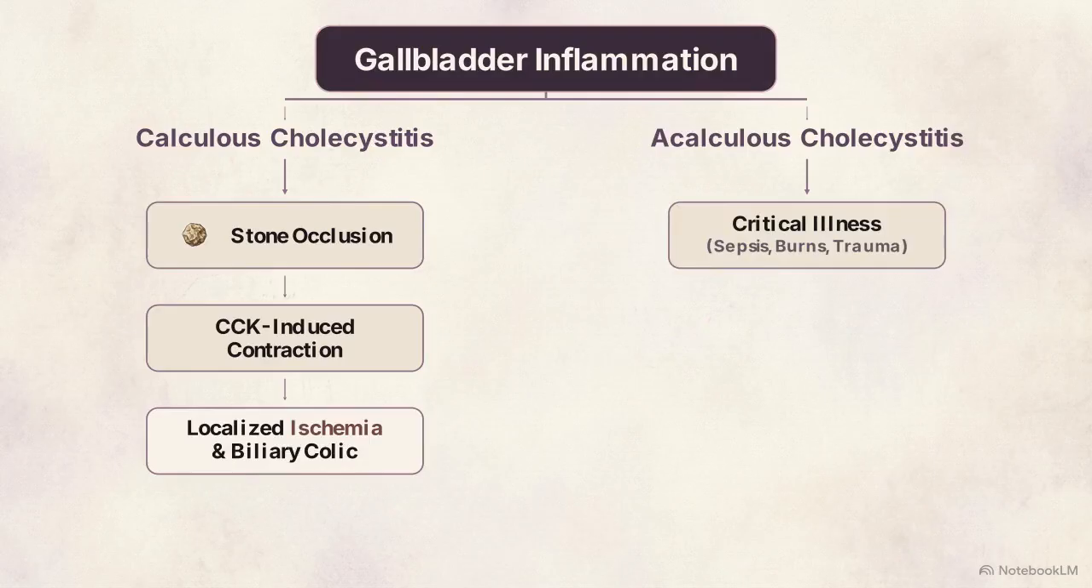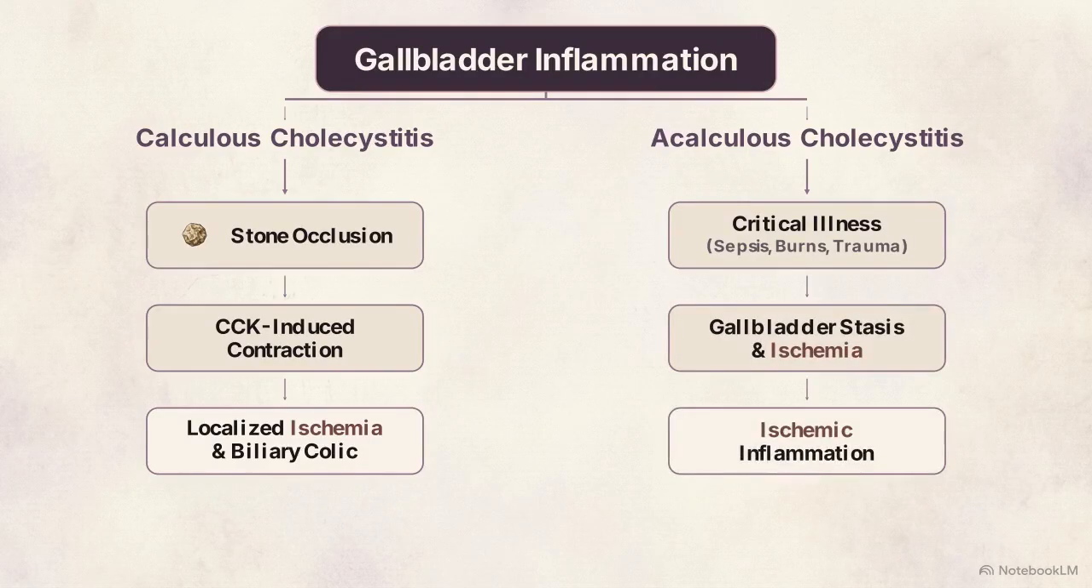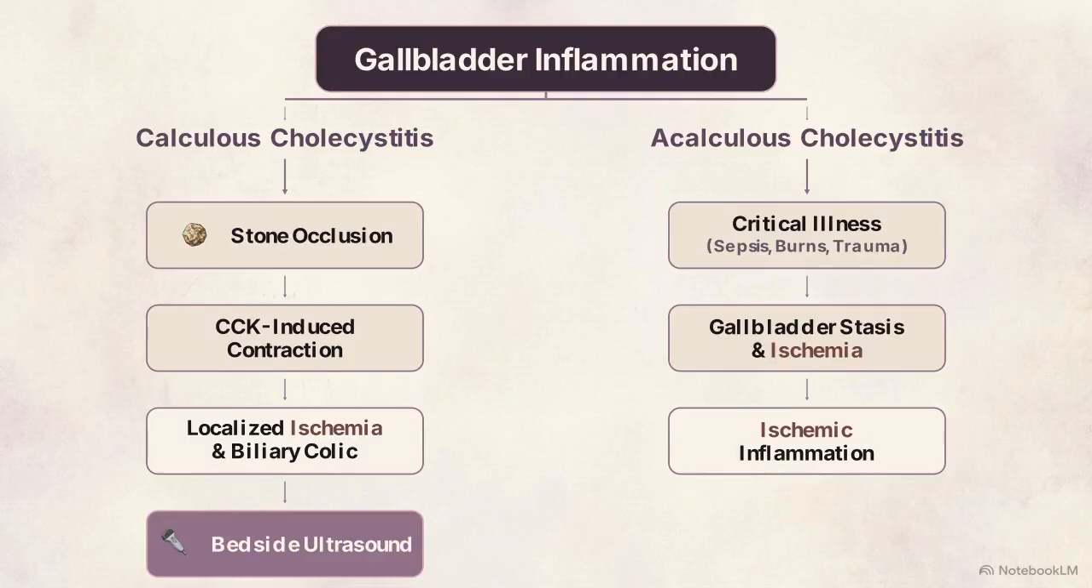The systemic pathway is acalculous cholecystitis. This occurs without stones, exclusively in critically ill patients dealing with severe burns, sepsis, or trauma. The sheer physical stress causes gallbladder stasis, which eventually leads to ischemic inflammation. These contrasting mechanisms require different diagnostic imaging strategies.